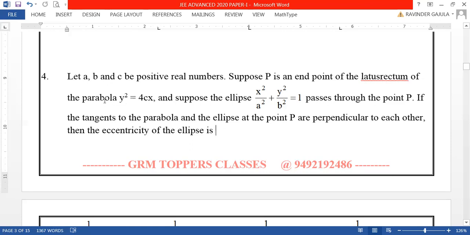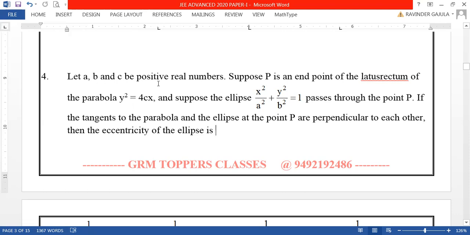So the parabola y square equal to 4cx, and suppose the ellipse x square by a square plus y square by b square equal to 1 passes through the point P. If the tangents to the parabola and the ellipse at the point P are perpendicular to each other, then the eccentricity of the ellipse is the question. Dear friends, before answering this question, you must get the data in mind properly and begin the solution.